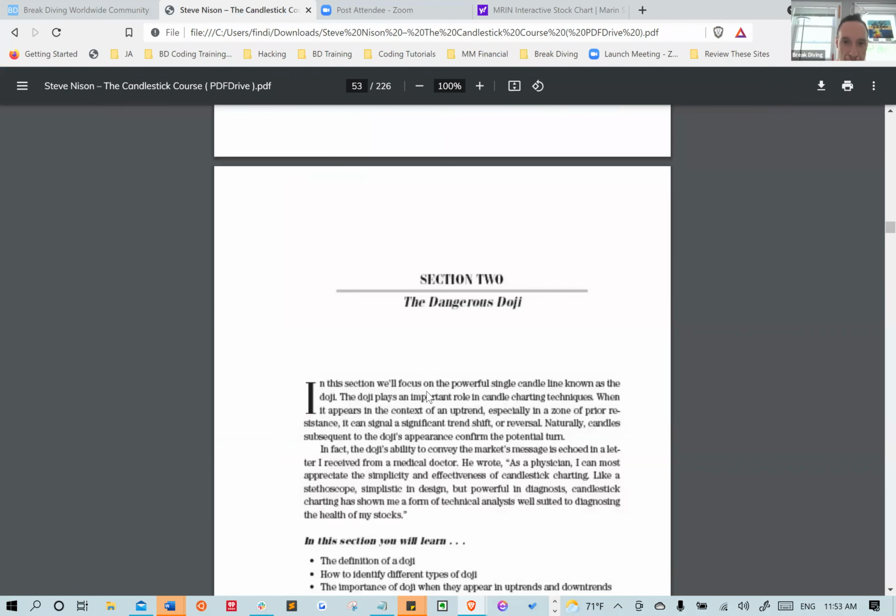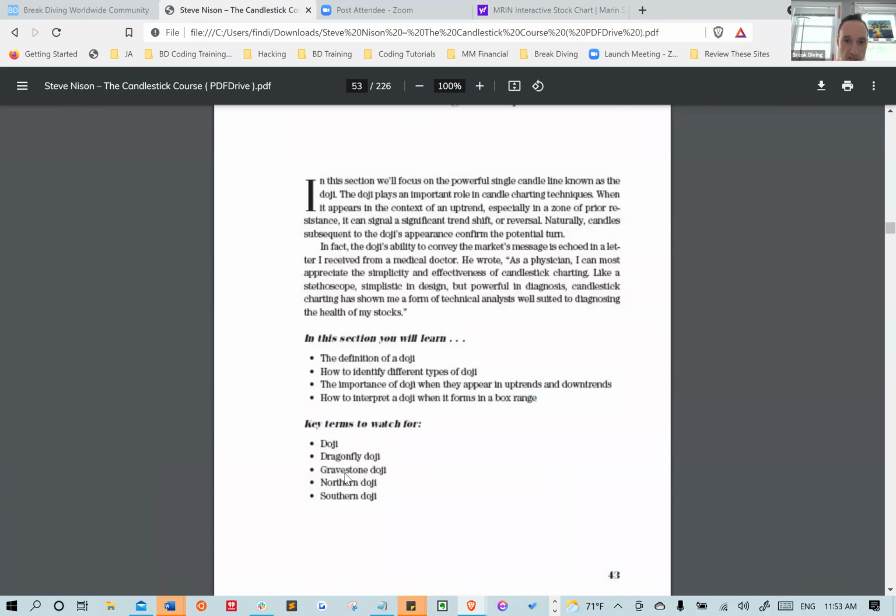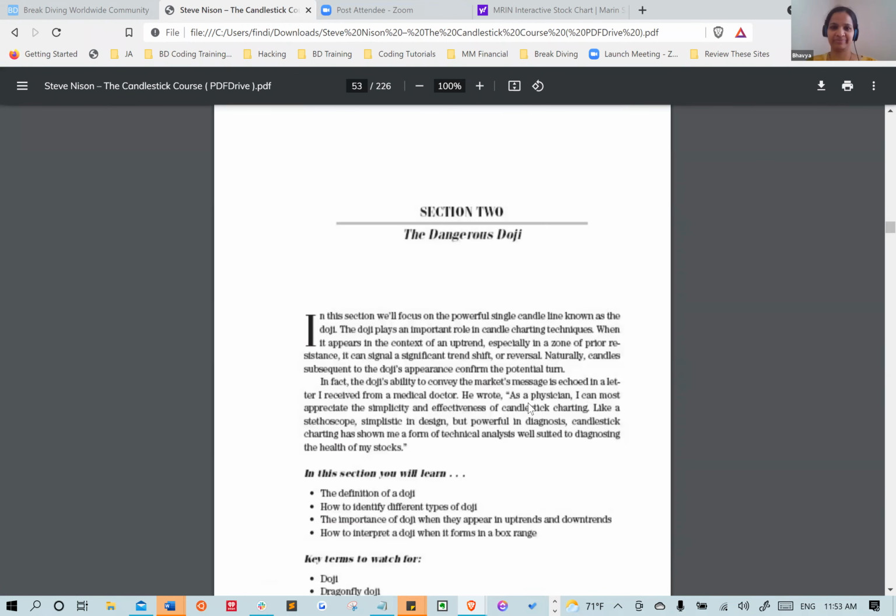Next time we're going to learn doji, dragonfly doji, gravestone doji, northern doji, southern doji. Okay. Very cool. This is very, very exciting, and I'm glad we're doing this together. I wish more people would join. This is so fascinating. Educational, right? Very much.